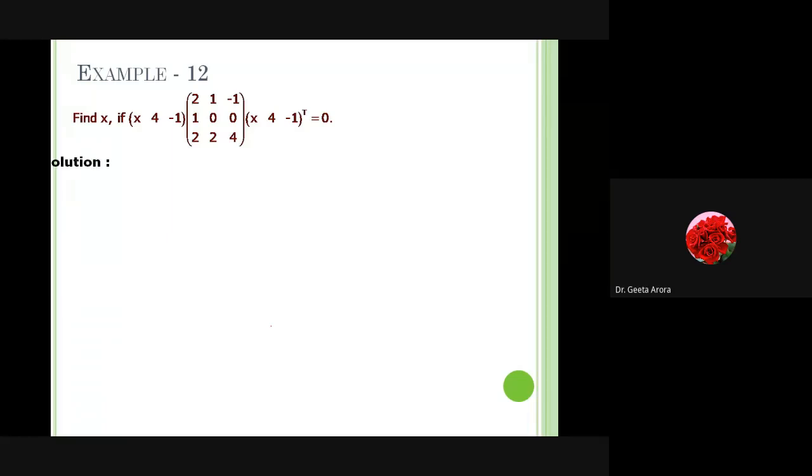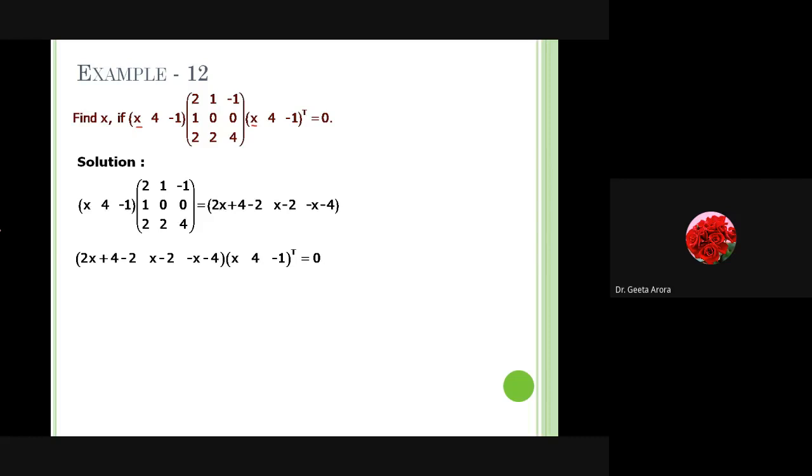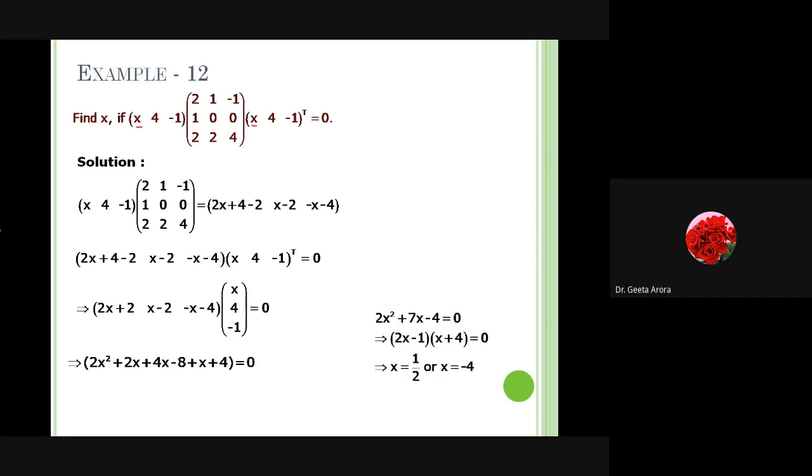Here we have the product of 2. If we calculate it, here we have x, 4, minus 1 as the element, and x is also here in the transpose. If you take the product of x, 4, minus 1 into the matrix, it gives me this row matrix. Then if we multiply it with x, 4, minus 1 transpose, we know it should be 0. On solving, we get this whole expression equal to 0, which gives x is equal to half or x is equal to minus 4.